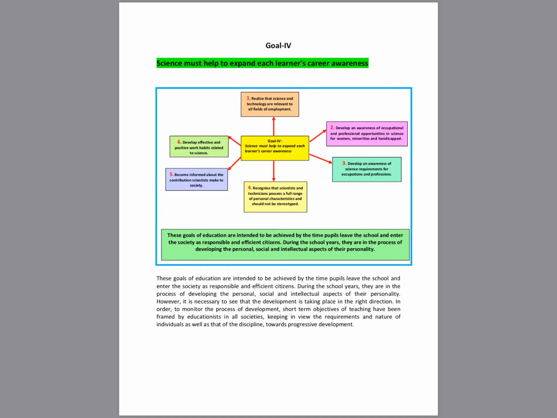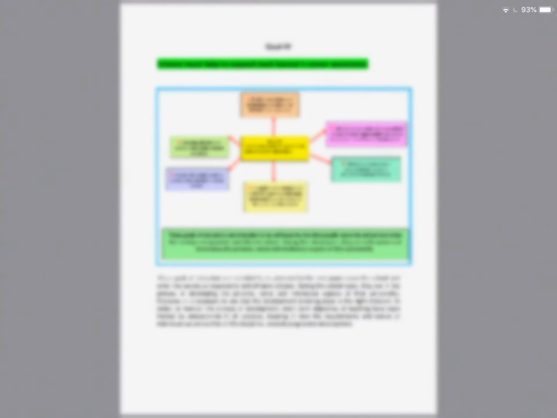We will see what types of goals, aims and guiding principles have been formulated to teach science in the school in India in the next class.